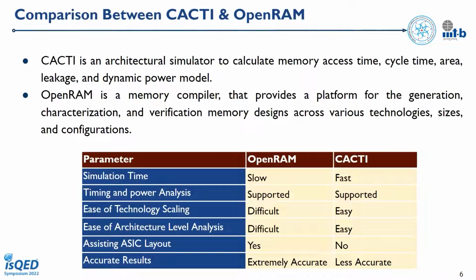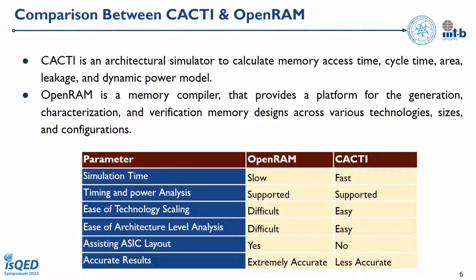CACTI, being a high-level simulator, quickly generates space exploration and design exploration results. However, since it is based upon analytical models and not detailed and layout simulations, the results generated by CACTI are less accurate, whereas OpenRAM supports generating ASIC layouts and gives extremely accurate results.